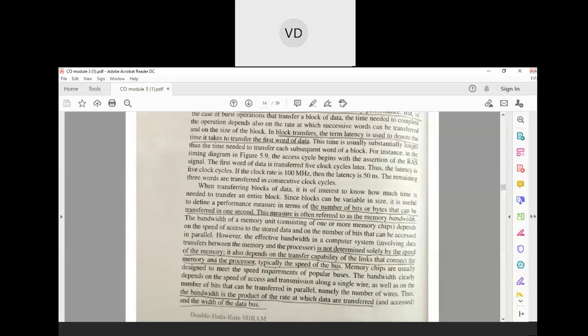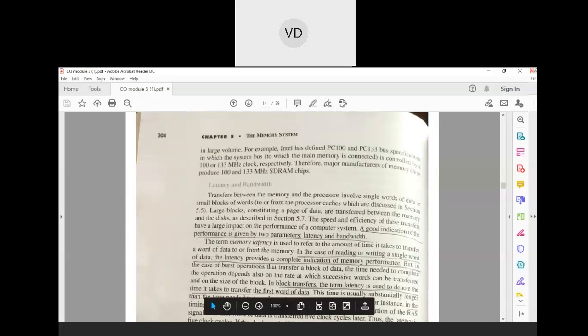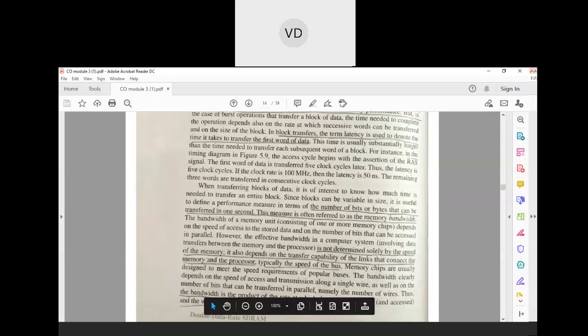So the performance of a system does not depend only on the latency or only on the bandwidth. It also depends upon the speed of the memory and the type of bus we are going to use for the memory transfer. So this is how we are going to rate the performance of a system, using latency, bandwidth, and the speed of the memory and the speed of the buses.